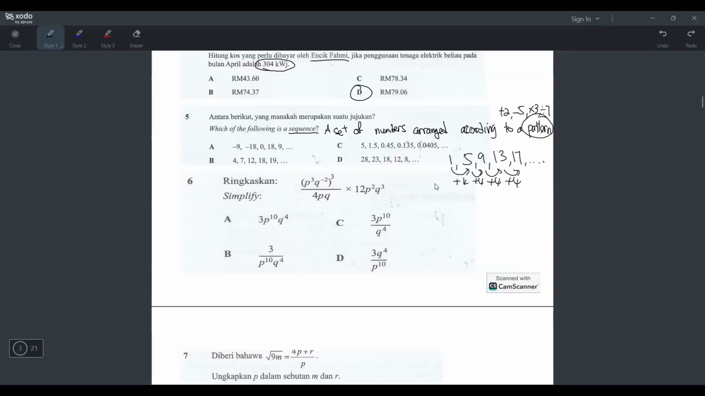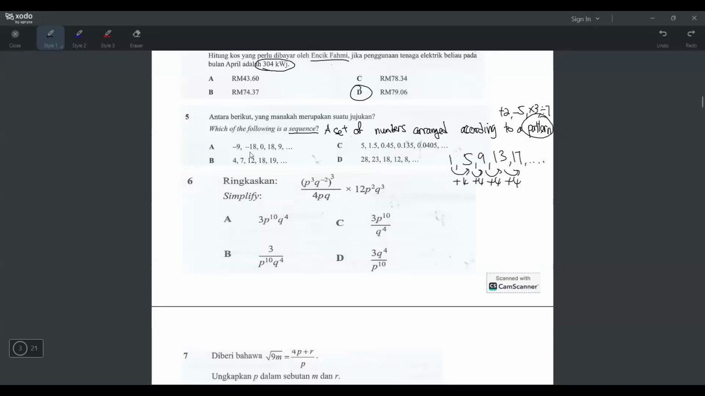Kalau dia punya pattern +4, it means all the way kena sama +4. Dia tak boleh, oh satu sini +4, satu sini +7, satu sini +3. Kalau macam tu means bukan sequence, because the pattern is not the same already. The pattern has to be the same all the way for all the numbers, right? So now let's look at A, B, C, D and see which one is sequence.